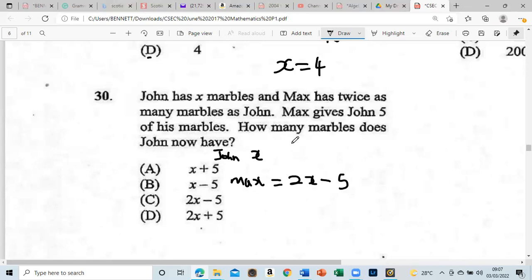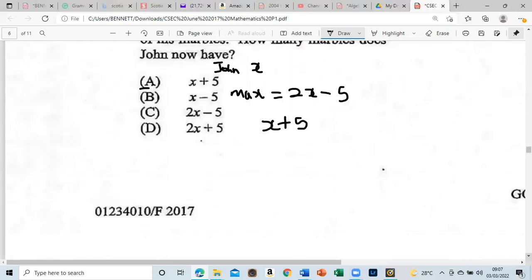Alright, so John did have x, but now he gets plus 5, right? So it will be x plus 5. Awesome question. John has x marbles and Max has twice as many marbles as John. Max gives John 5 of his marbles. How many marbles does John now have? Just reading to make sure it's the right thing. Awesome. Alright, let's move up.